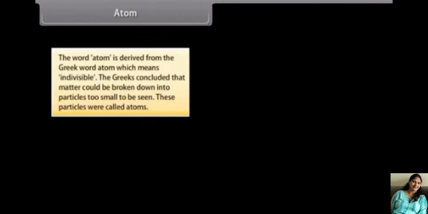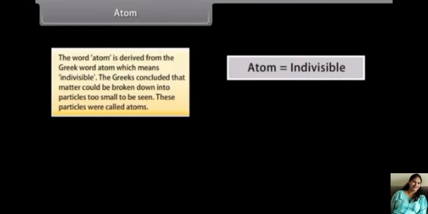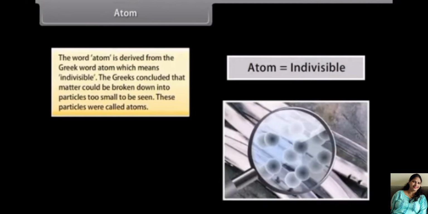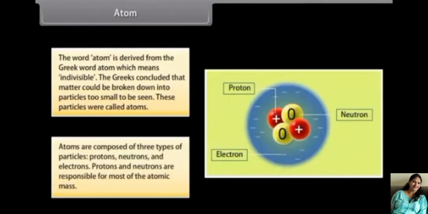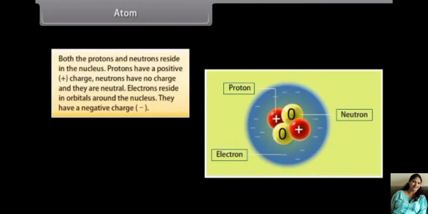Now, what is atom? Atom is the indivisible substance. The meaning of atom is indivisible, means the substance which cannot be divided further. This is a Greek word which means indivisible, and Greeks concluded that matter could not be broken down into particles too small to be seen. These particles were called atoms, and atom consists of electrons, protons and neutrons.